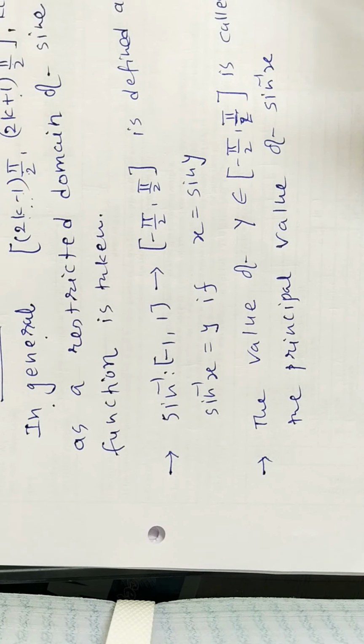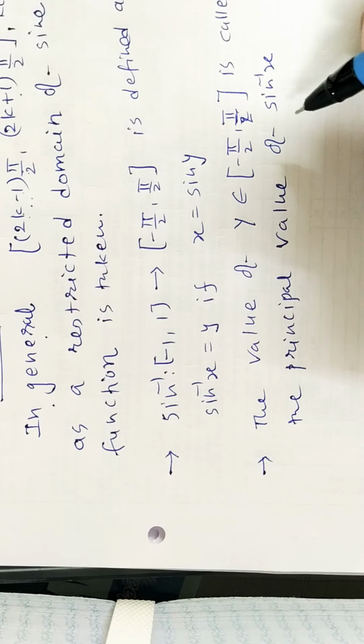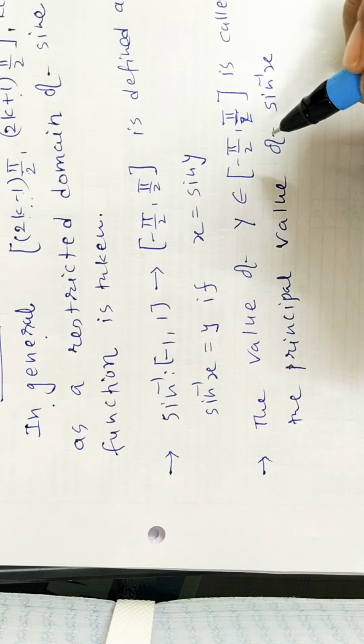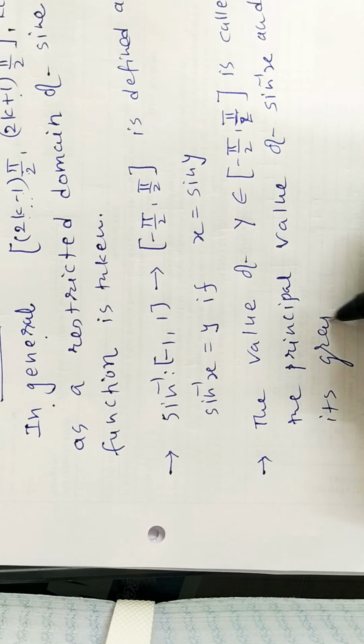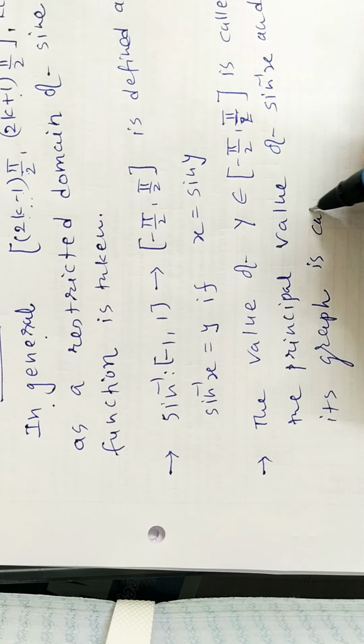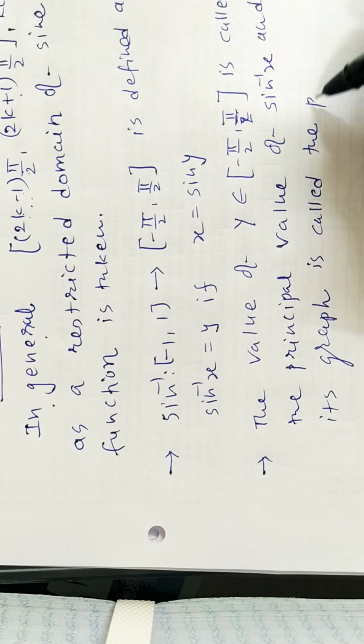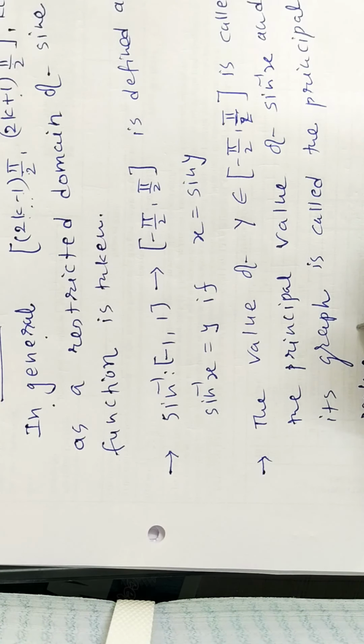You can take pi by 2 to 3 pi by 2, minus 3 pi by 2 to minus pi by 2, any interval, but this is the principal domain or principal value of sine inverse x if y belongs to minus pi by 2 to plus pi by 2, and its graph is called the principal value branch of sine inverse x.